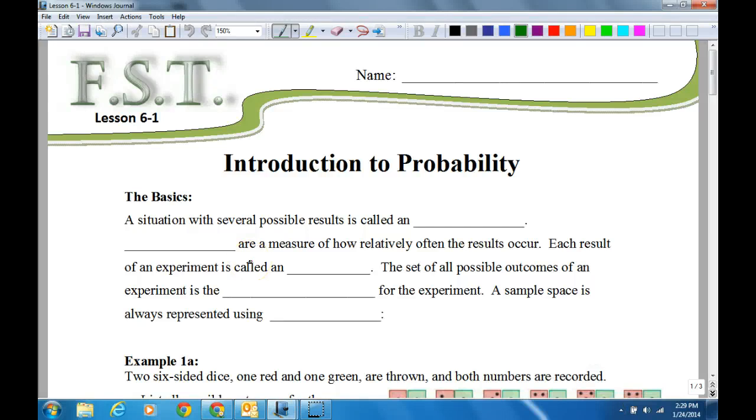We're beginning with the first section in chapter 6. This whole chapter is on probability, and I actually have a lot of fun with probability. I think it's a fun thing to learn. But the basics right here, it says the situation with several possible results is called an experiment. So that's the first thing you're going to write down.